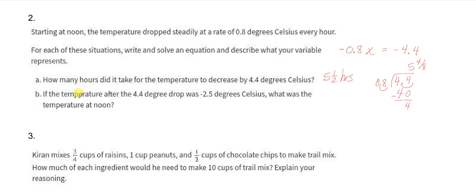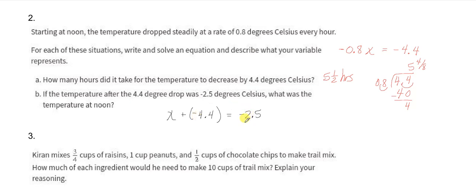Alright, part B. If the temperature after the 4.4, or the 4 and 4/10 degree drop, was at negative 2.5, what was the temperature at noon? Okay, so let's imagine that we were at a temperature that we didn't know, X. And then we added a negative 4.4, right? And we ended up at negative 2.5. What could we do with these two numbers to find out what it was in the first place?